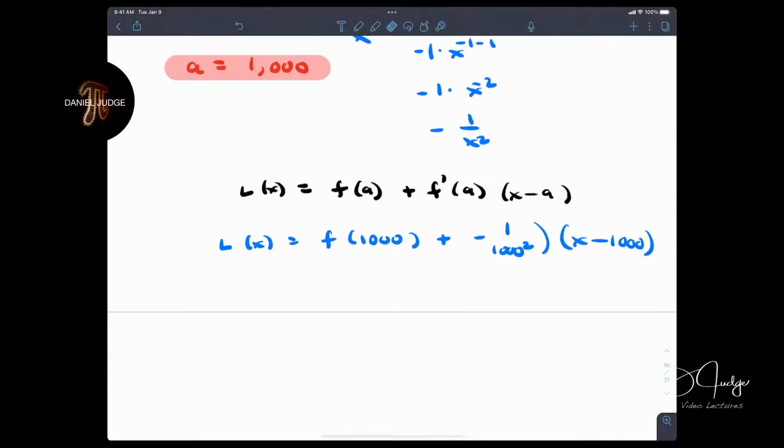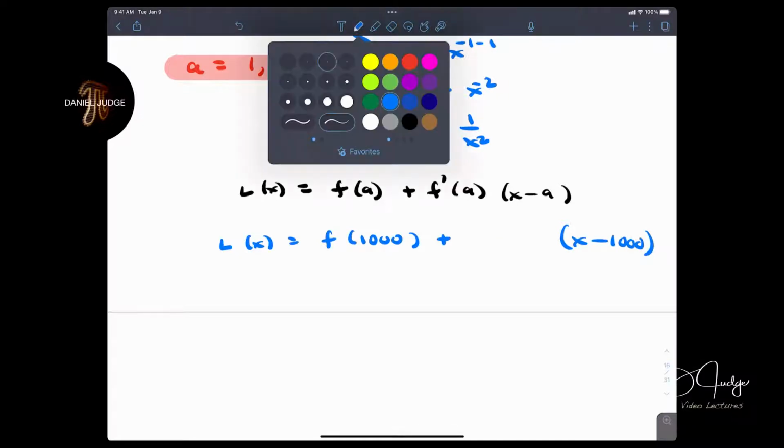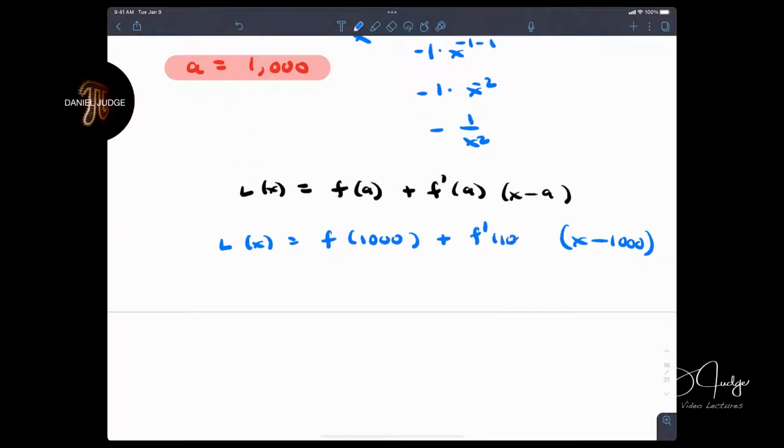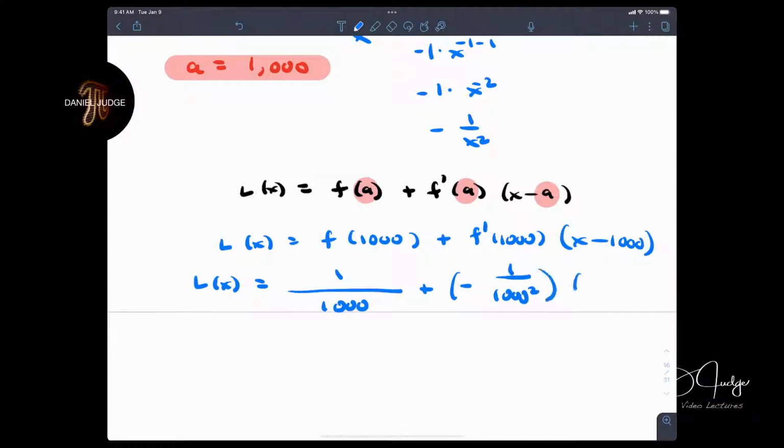And let me go back and do this notation so you guys can see this. Okay, so we just plugged in the value of a into our linearization function here. This a is 1,000. What that now means is 1 over 1,000 plus negative 1 over 1,000 to the second power. That's going to be interesting. x minus 1,000 here. Okay, here's the linearization function.